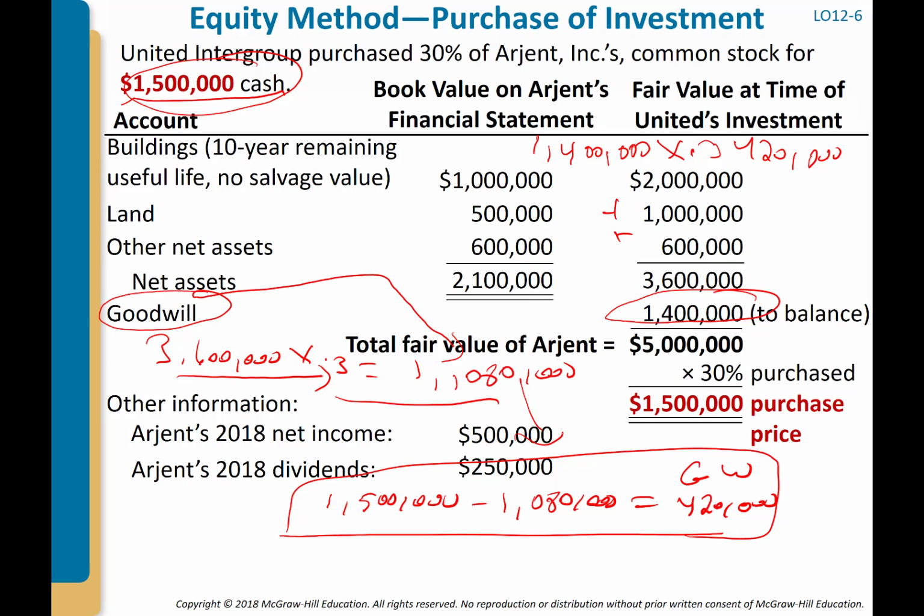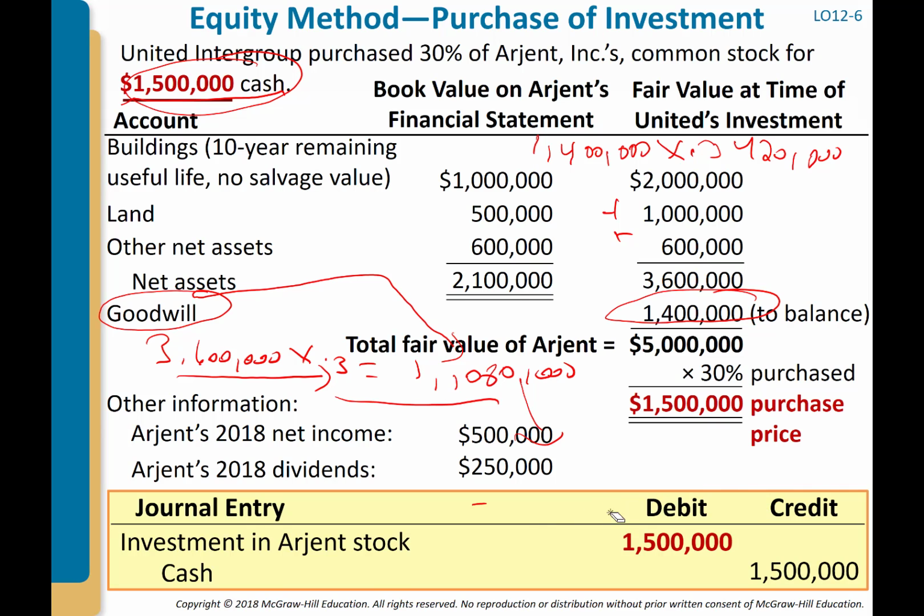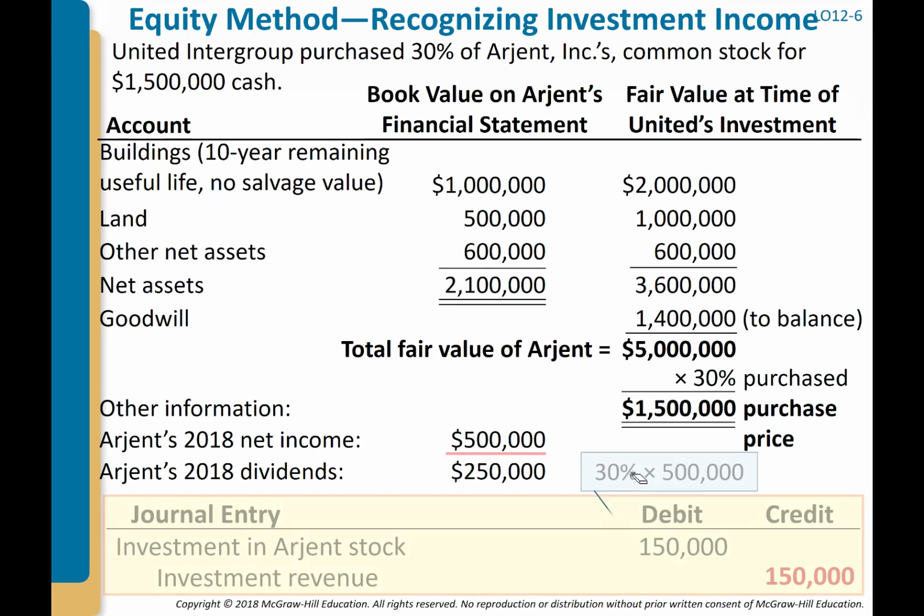Now, we account for this investment since we're at 30%. Let me erase all this, it's in the way now. And we're going to do what? We'll debit the investment. We'll credit the cash. So the investment's being carried at $1,500,000, which is what we paid for that stock, right? And we credit the cash.